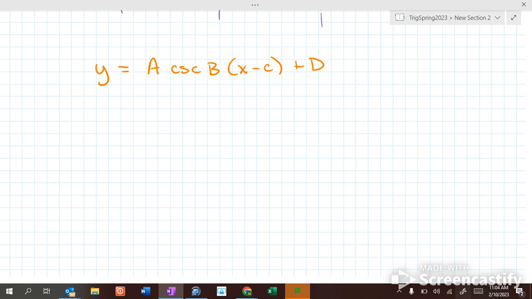Okay? So let's graph this. Let's graph y equals -2 cosecant of x minus pi over 4. Let's graph that one once.